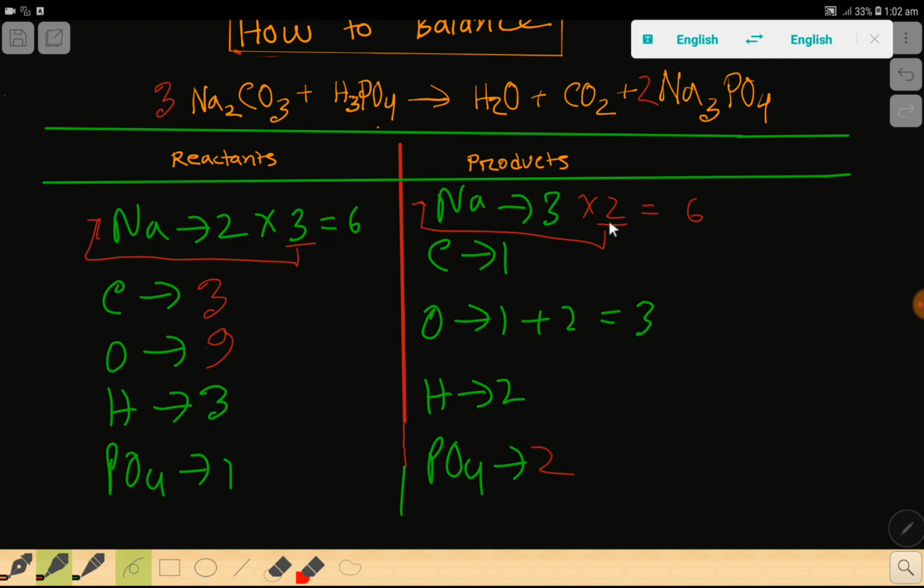Look, your sodium 6 is balanced. Your carbon here is 3, but here 1, so you need to balance. You can multiply here by 3, that gives you 3. This 3 must come before this carbon. This carbon has come from here, so you have to place 3 here. If you place 3 here, the number of carbon will be 3, which you have already written. And the number of oxygen will be 3 times 2, that is 6, so you need to update here 6. So 6 plus 1 gives you 7.